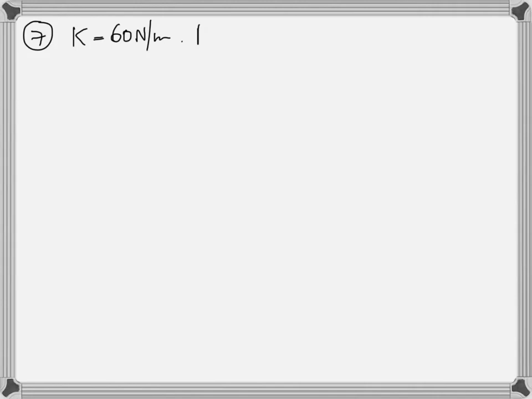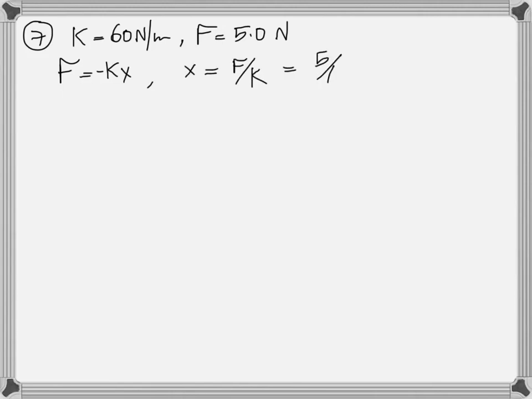In number 7, spring constant is 60 Newton per meter. The force is 5 Newton. So you can use F is equal to negative kx and find x. That's 5 by 60, which is 0.083 meter. And that's the amplitude, and that's what we're looking for, 0.083 meter.